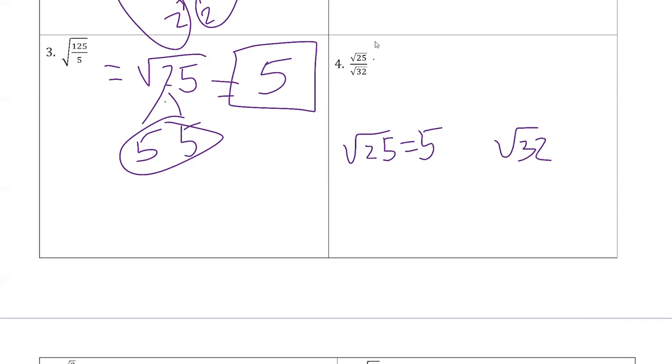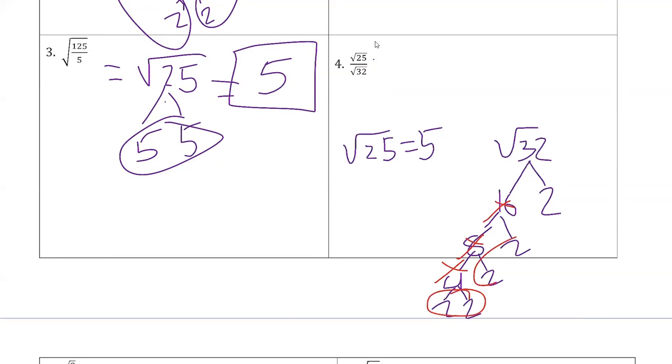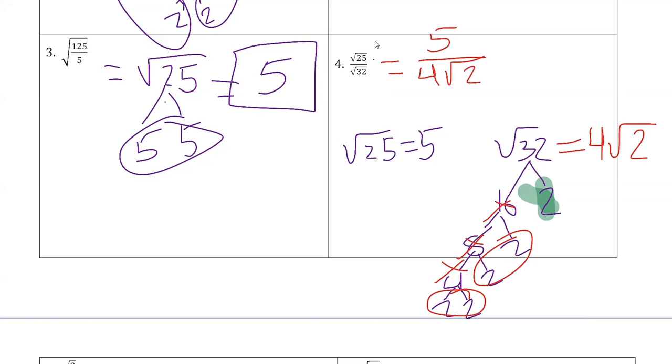But the square root of 32, we could make a factor tree really quick. So 16 and 2, 8 and 2, 4 and 2, 2 and 2, or there's other combinations, but you should end up with 1, 2, 3, 4, 5 twos. So you could make a couple pairs. If you bring out those pairs, 2 times 2 would be 4. And then the only thing left over was one of your twos. So if we write our answer, the top simplified to 5 and the bottom simplified to 4 radical 2. And this would be our answer. There's nothing we can simplify.